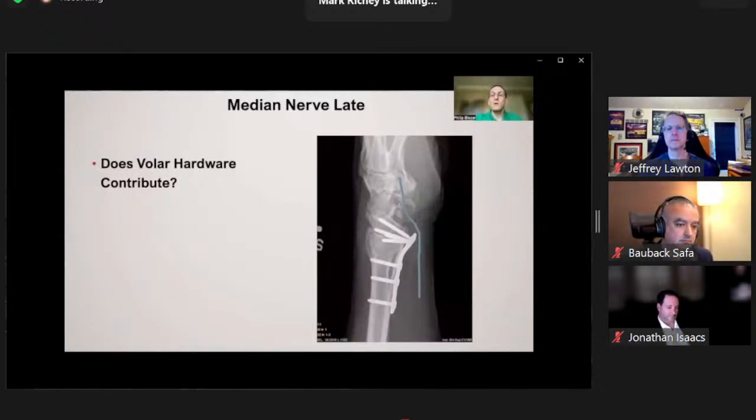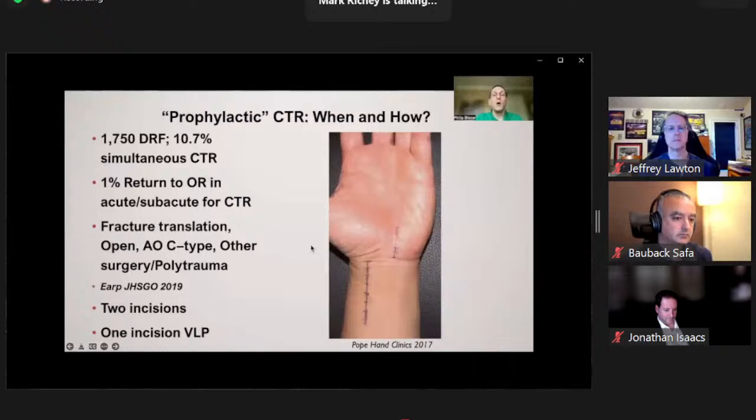Part of the reason the literature is unclear is I do think that patients such as this one, who I recently operated on for a volar lock plate that is more prominent volarly than we typically would like, can develop not only flexor tendon dysfunction, but also carpal tunnel syndrome. And we treated him surgically for his FPL rupture as well as his carpal tunnel release, as you might imagine.